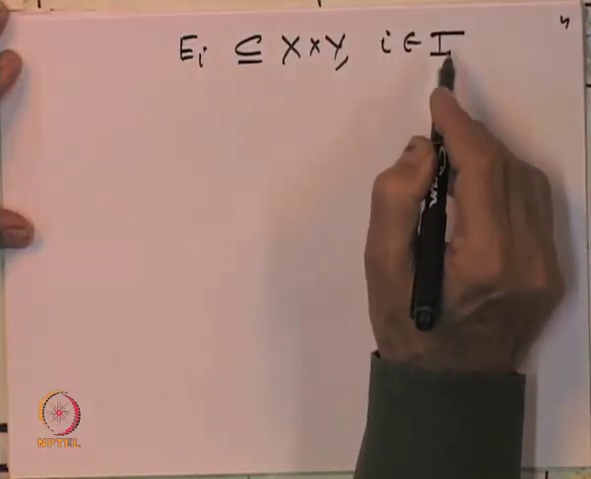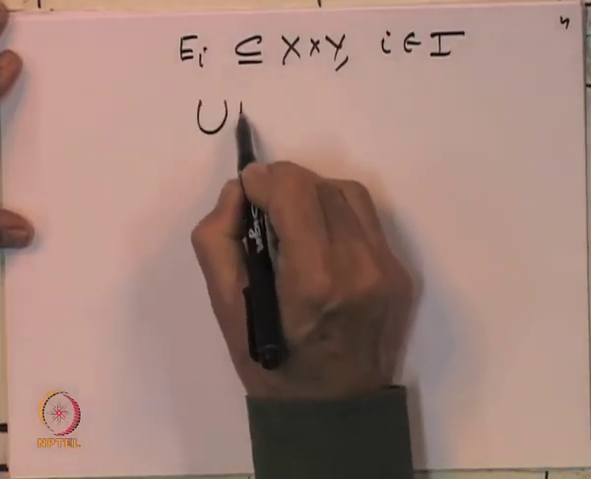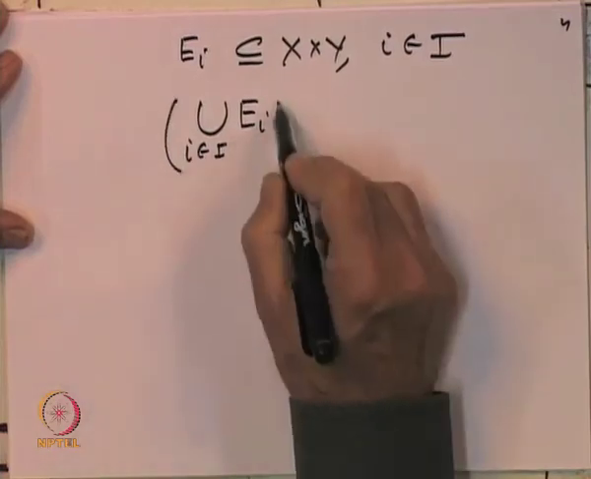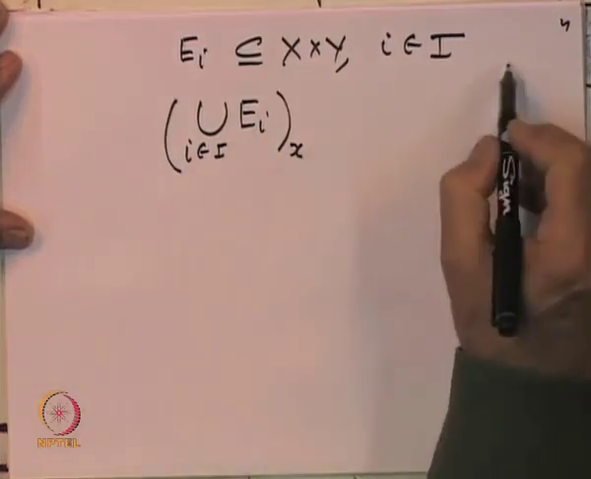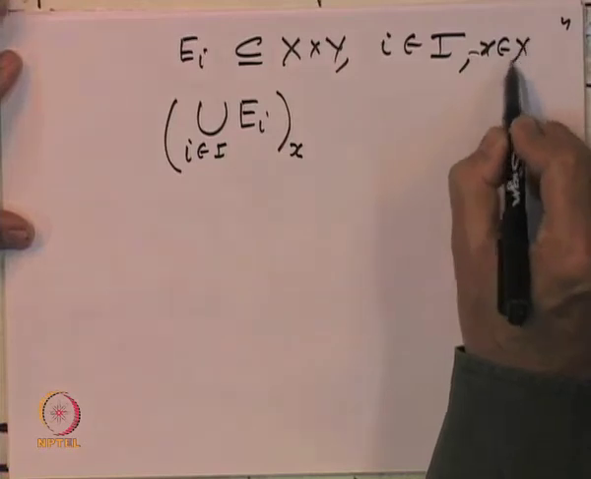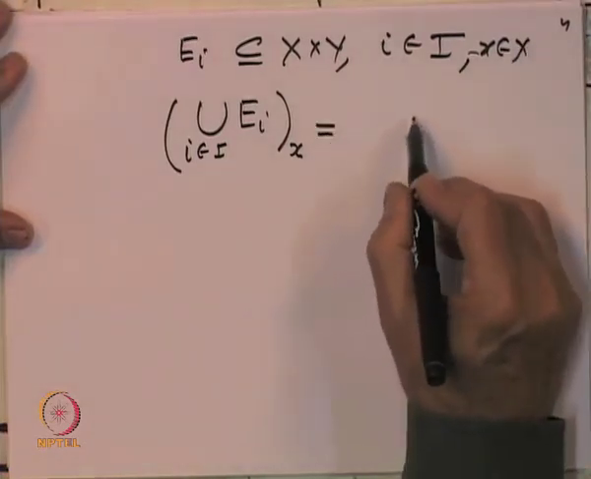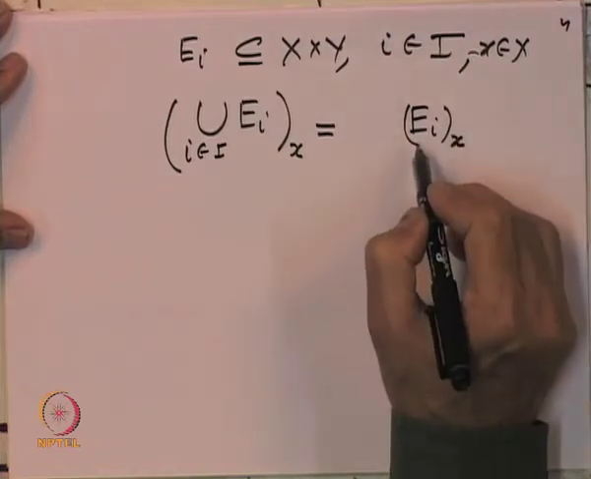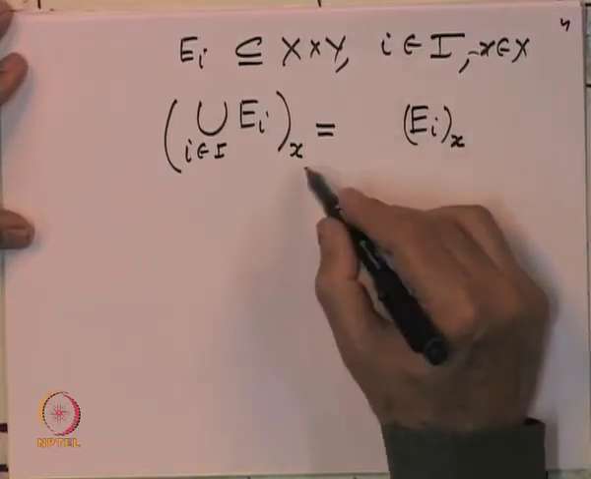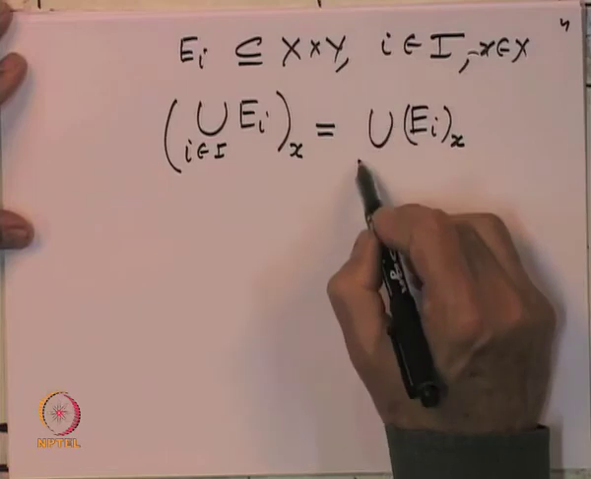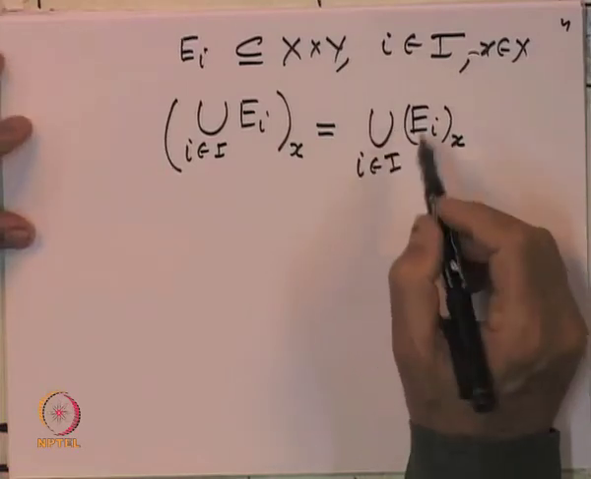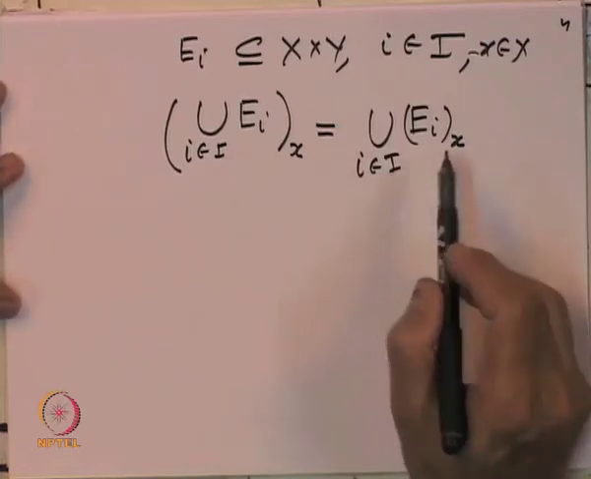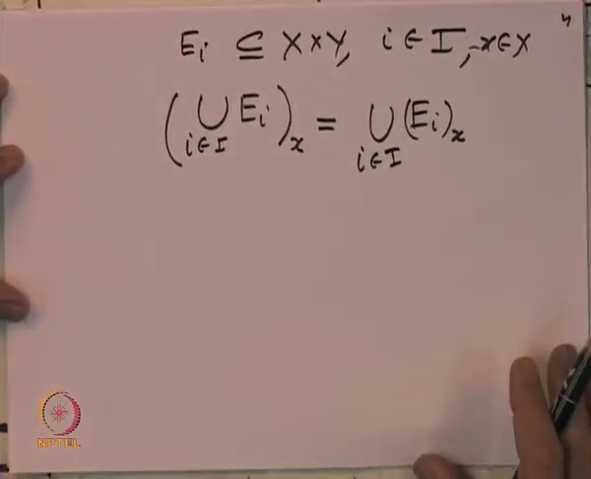So, we want to look at the union of these sets E i, i belonging to I, and then take its section at a point x. So, let us take a point x in x. We want to show this is the same as, for each one of the E i's, taking the section at the point x that we have fixed, and then taking its union over i belonging to I. So, section of the unions is equal to union of the sections. So, that is what we want to prove.